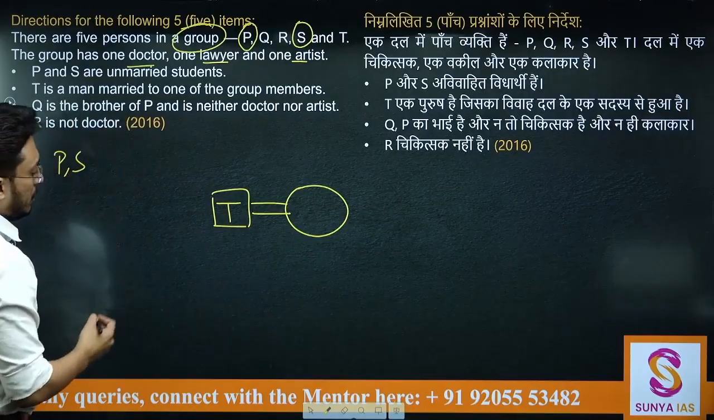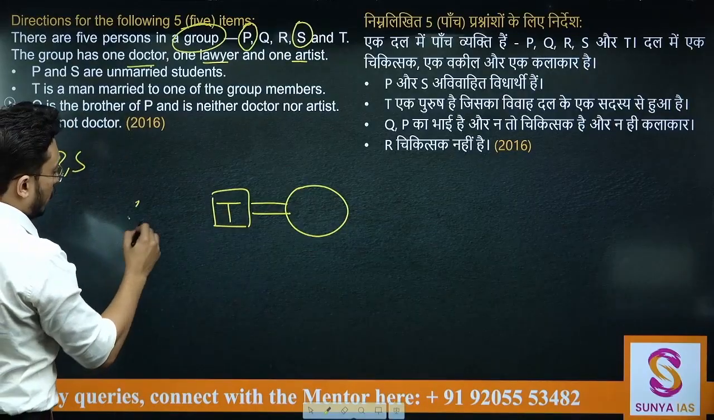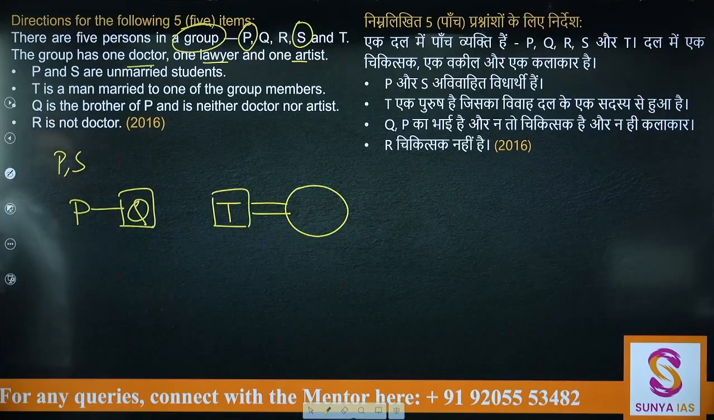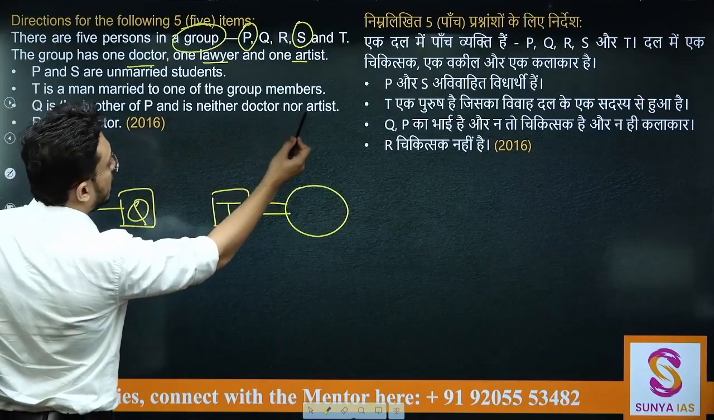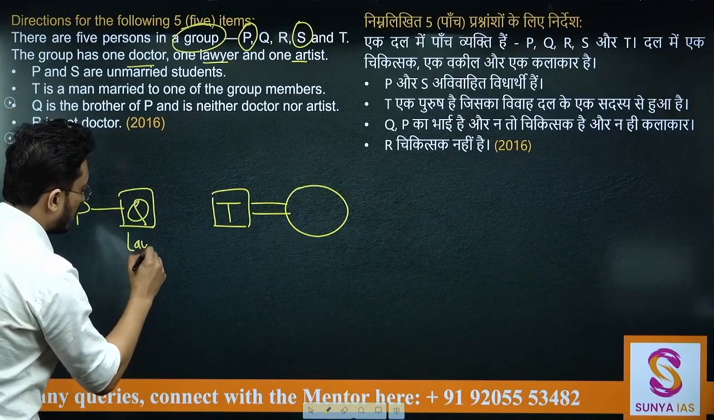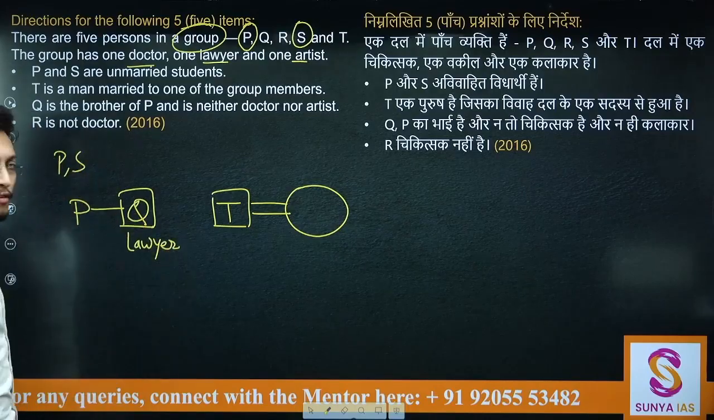Q is the brother of P. So I'll draw Q like this. Q is the brother of P here. This is what we know. And Q is neither doctor nor artist. तो Q जो है doctor भी नहीं है, artist भी नहीं है. That means Q becomes a lawyer here. This is what we know.